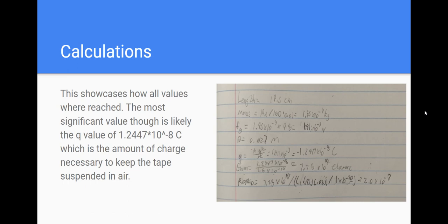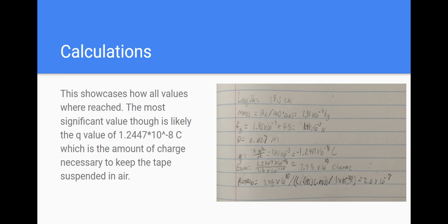Now here we have the calculations, starting on top with the initial conditions, then the force of gravity, which is calculated by multiplying mass by the gravitational constant. Then we have the Q value, probably the most essential value, as this is the charge that's going to allow the tape to stay up in the air. We have K times Q squared over R squared is equal to that force of gravity, which gives us negative 1.2447 times 10 to the negative 8th coulombs.